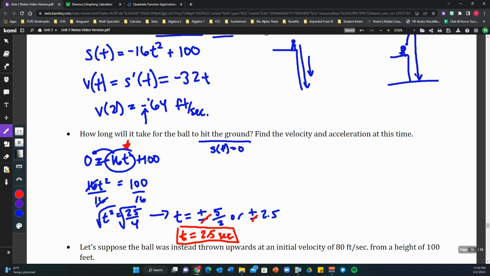So if that's the case, now I want to find the velocity and acceleration at that time. So now we're just going to take 2.5 and substitute it into our velocity function and then our acceleration function. So v of 2.5 would be, and again, I'm just going to take my velocity equation from the previous part, substitute it in here. So I get 2.5 times 32 would be 64 plus 16. So we get negative 80 feet per second. So that is how fast we were traveling.